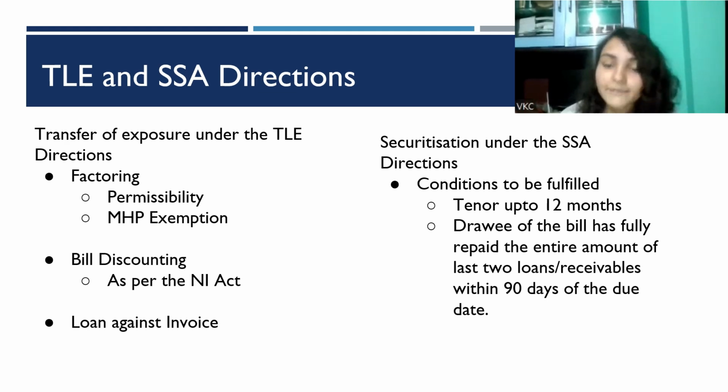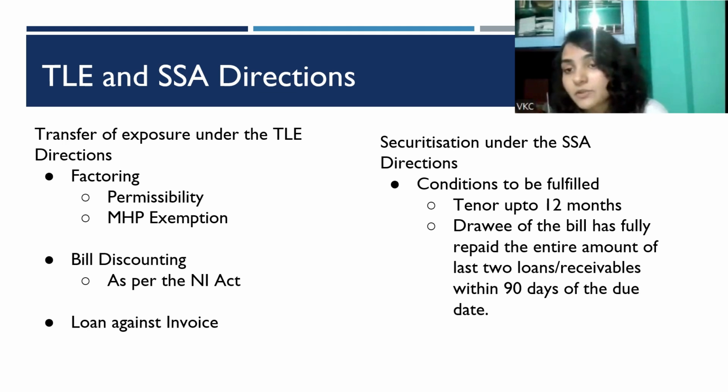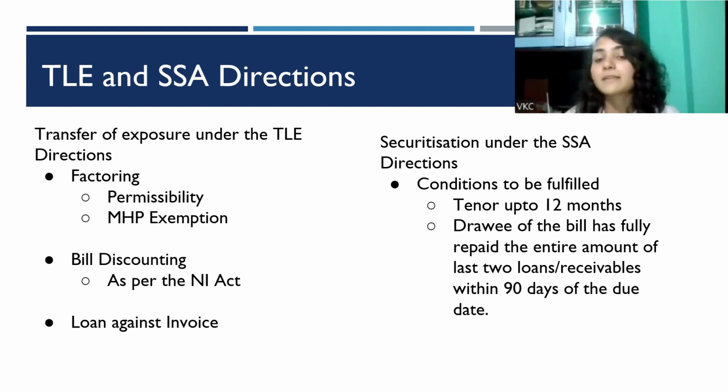So, to summarize, we have discussed three modes of trade receivables financing. The modes were factoring, bill discounting, and loan against invoice. Each method has its own benefits and drawbacks. We have also discussed what options the lending institutions have after they have advanced credit against invoices or bills of exchange.